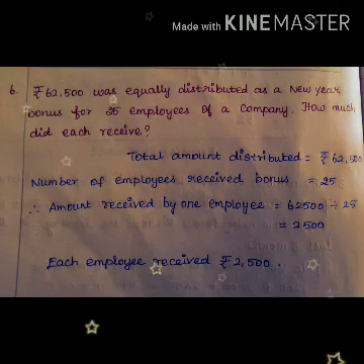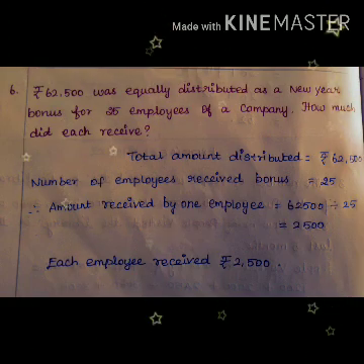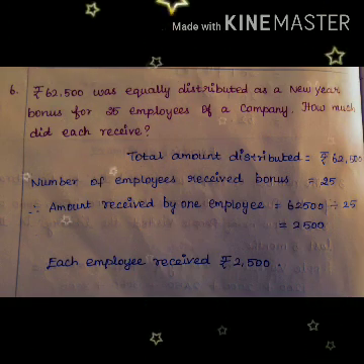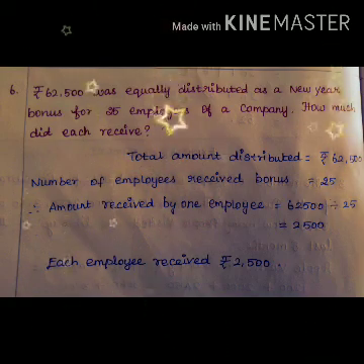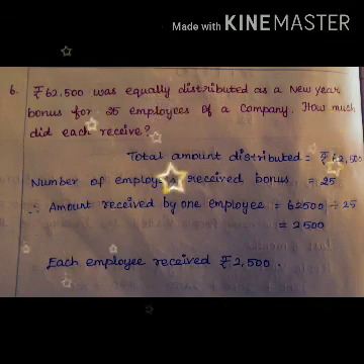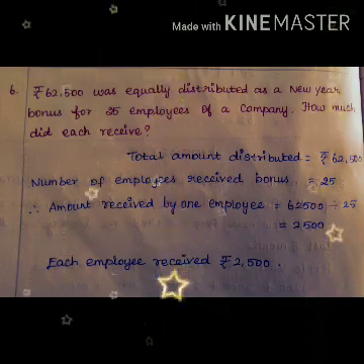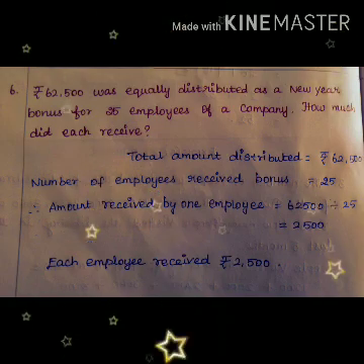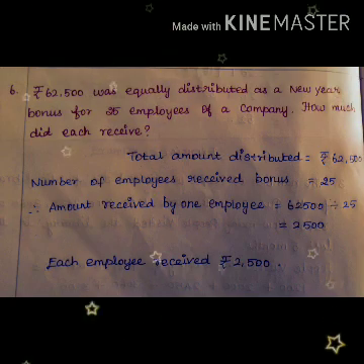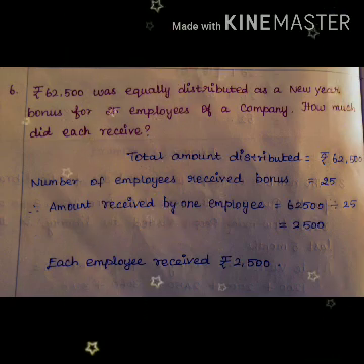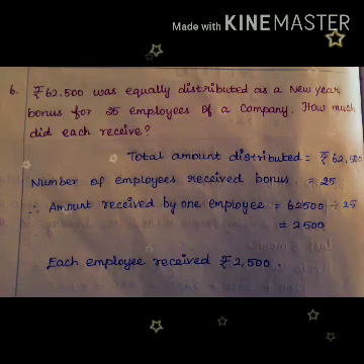Okay, now see the solution. Total amount distributed, how many rupees did they distribute in total? 62,500. Number of employees who received the bonus, how many employees received the bonus? 25 employees received the bonus. Okay, now what do we want to do? How many rupees can each employee receive? That only we want to find out now.